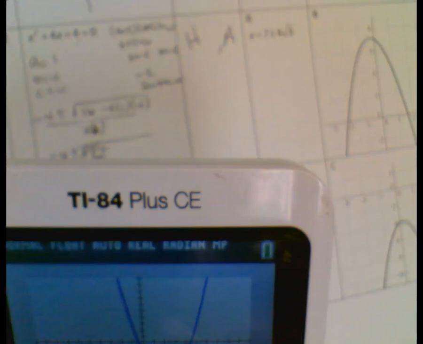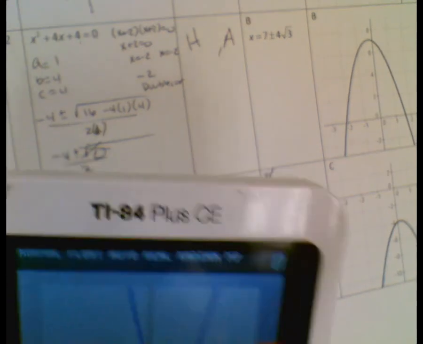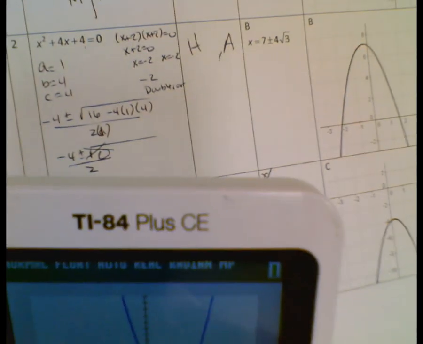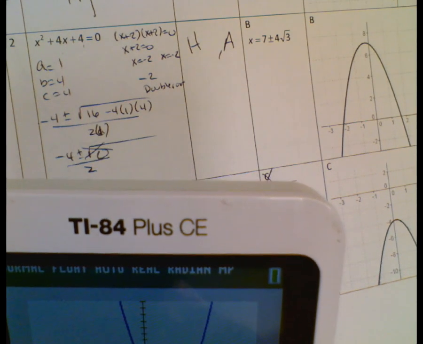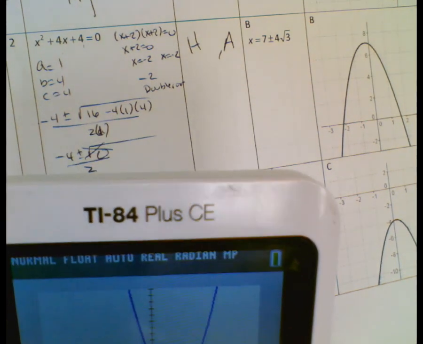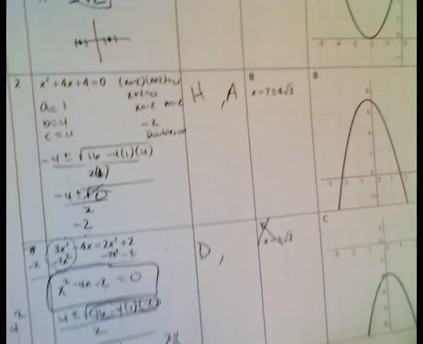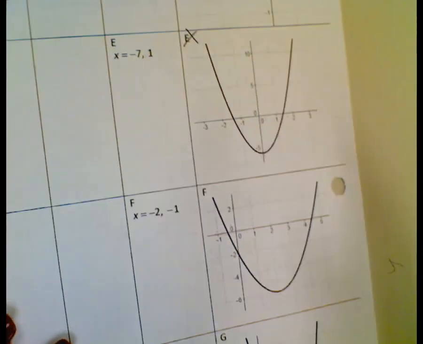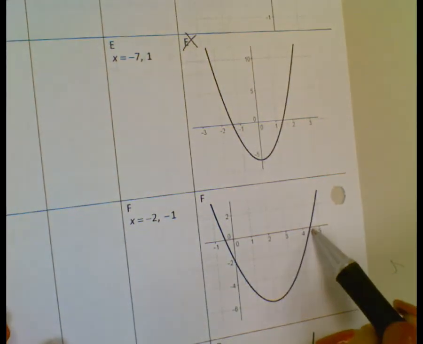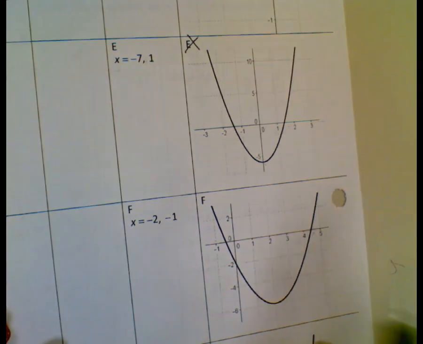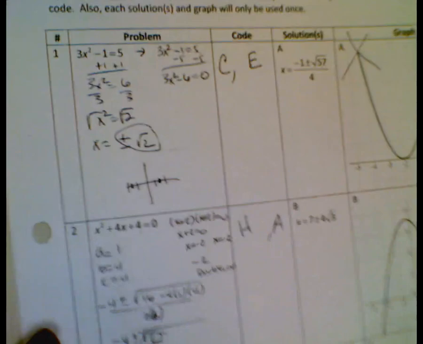So it looks like it's going through between 0 and negative 1, and between 4 and 5. So looking for a graph that goes between 4 and 5. Oh, here's one. This goes between 4 and 5 and between 0 and negative 1. I'm going to say that that's F. And I'm going to cross off F.